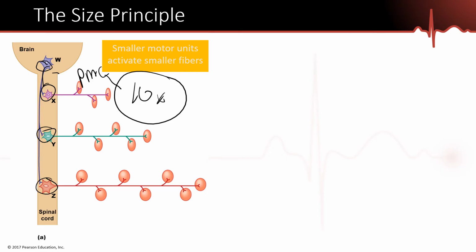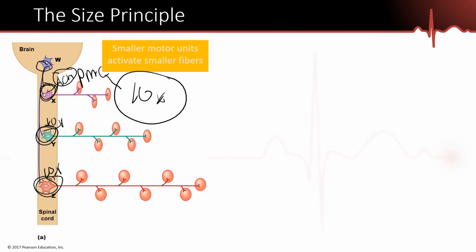If it fires 10 times over the course of a second, that means it's going to release ACH, acetylcholine, 10 times over the course of a second onto alpha motor neuron X, alpha motor neuron Y, and alpha motor neuron Z. It's going to release, let's say hypothetically, the same amount of neurotransmitter onto alpha motor neuron X, alpha motor neuron Y, and alpha motor neuron Z, right? It's firing 10 times over the course of 1 second, so it's releasing the same amount of neurotransmitter onto all of these.